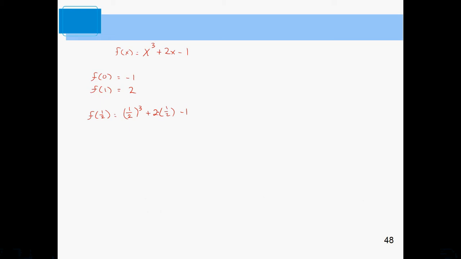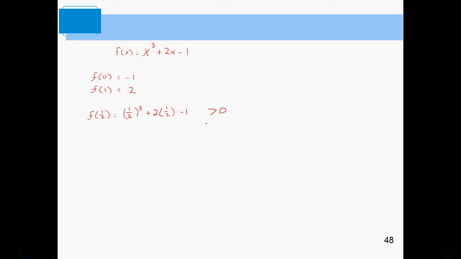Well, half of 2 is 1. 1 minus 1 is 0. 1 half cubed is a positive number, so I know that this is positive. So if I went from f of 0, which is negative, to f of 1 half, which is positive, that means that the zero has to be between 0 and a half.